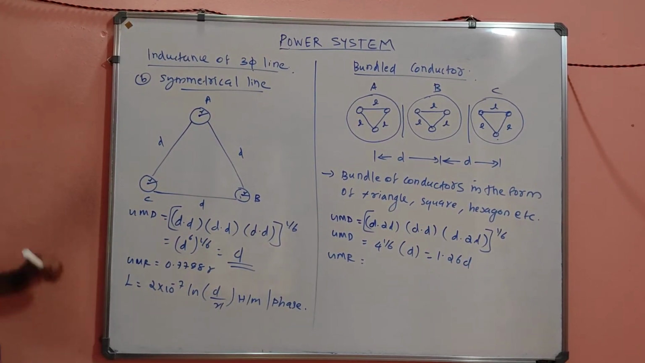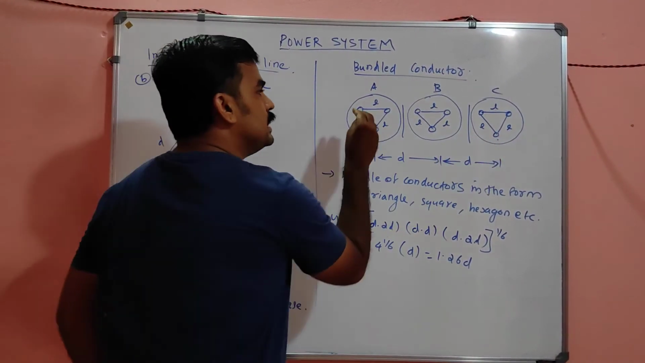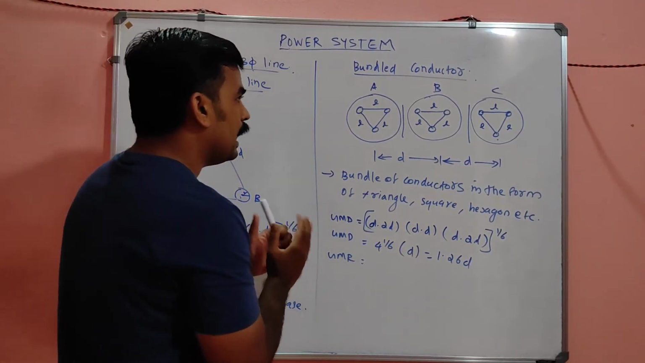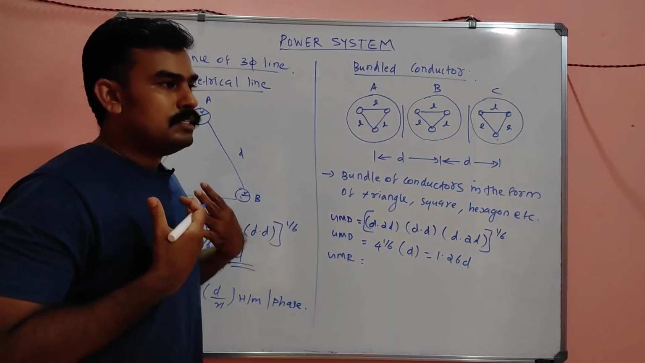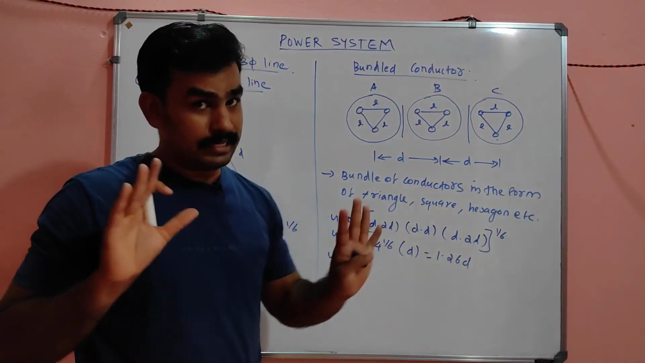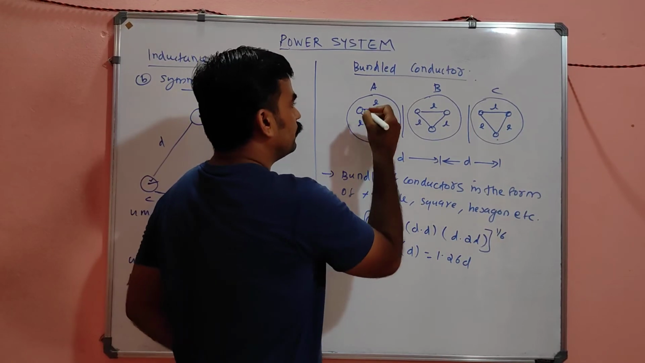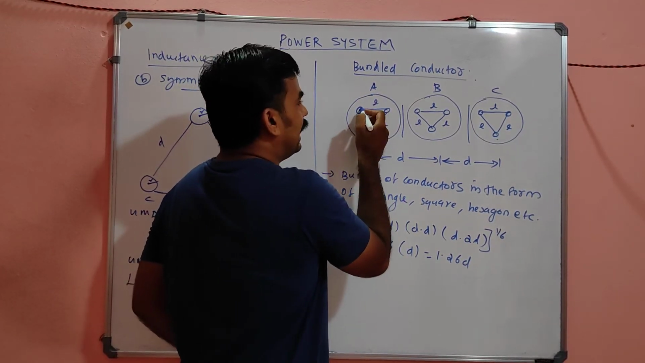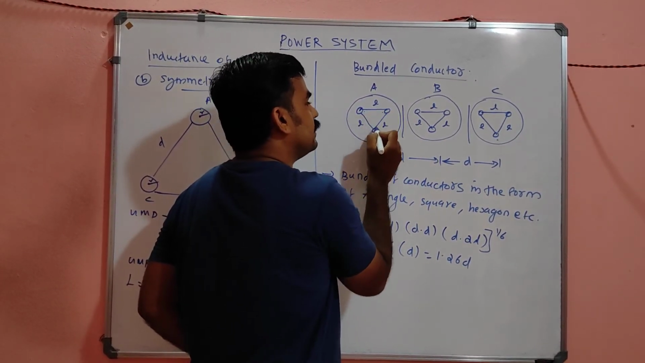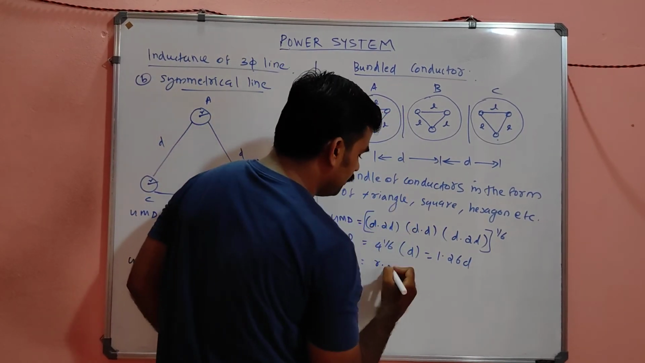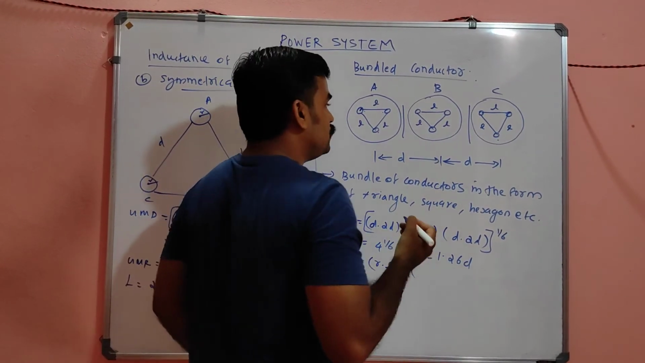Listen, my dear. Viewing externally, it's a single conductor; only inside is it bundled. So GMR means self, and GMD means with respect to the others. That way you can think. GMR will be R, the self radius. The other conductors are also there, because this is a single conductor, so you have to consider this conductor and this conductor. The other lengths will be L, and L. That is the beauty.